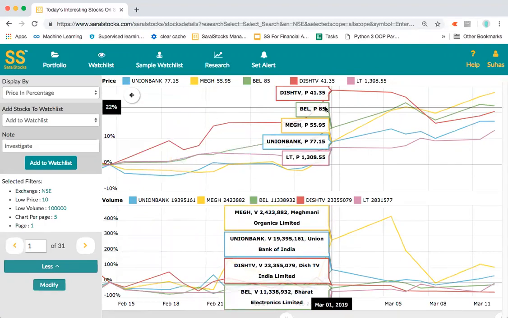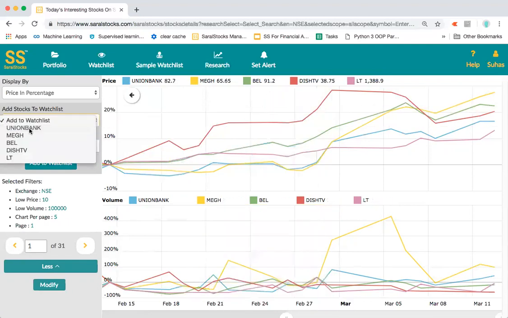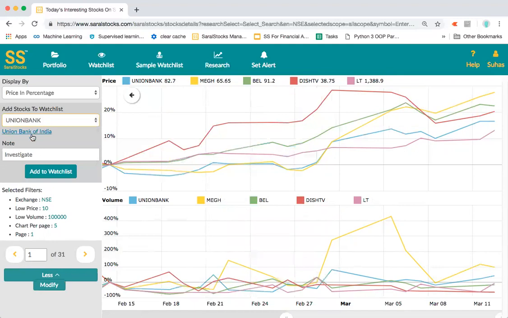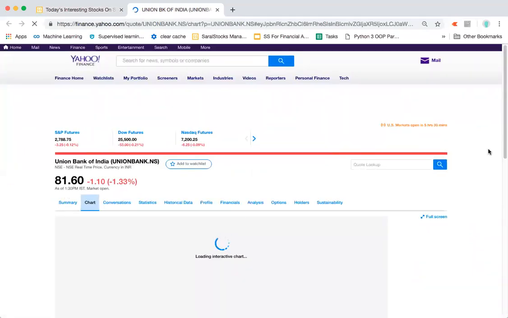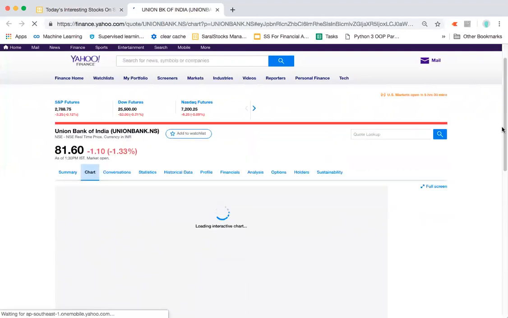So let's say we want to understand what Union Bank does, or at least do some more research on Union Bank. So we choose Union Bank here, and you see a link. I click with the left mouse button, and see options of doing research on Economic Times, Australian.in, NSE India, Morningstar, Yahoo Finance, or India Notes. I choose Yahoo Finance, and it will show me the charts from Yahoo Finance with specific indicators enabled.